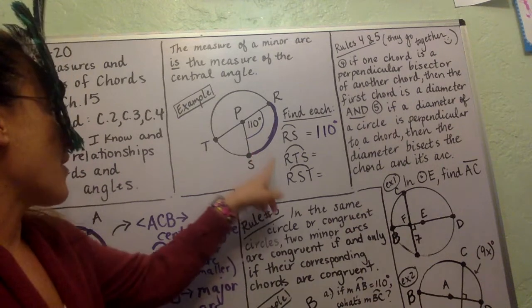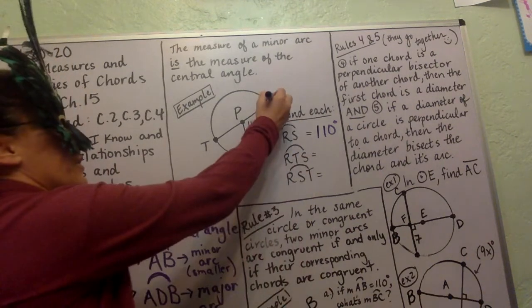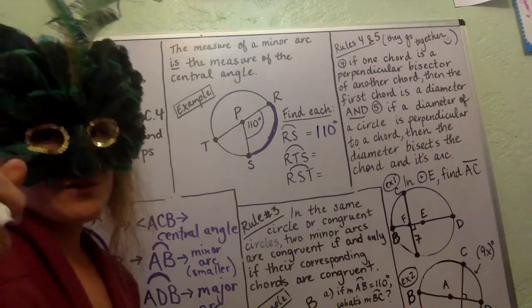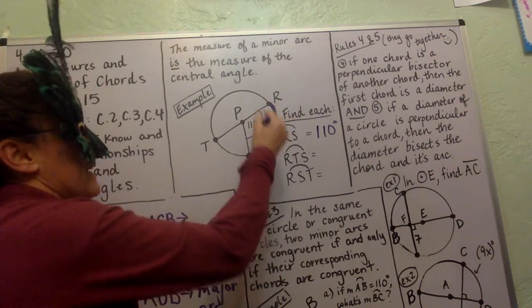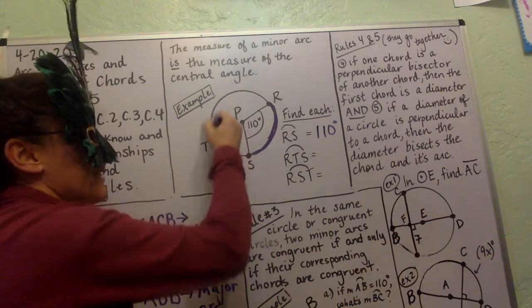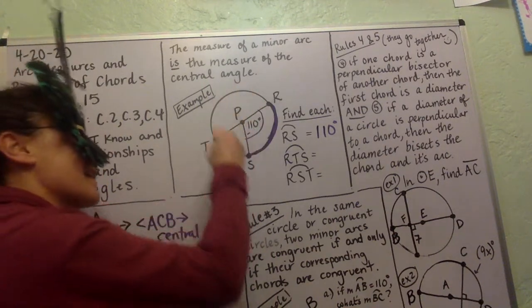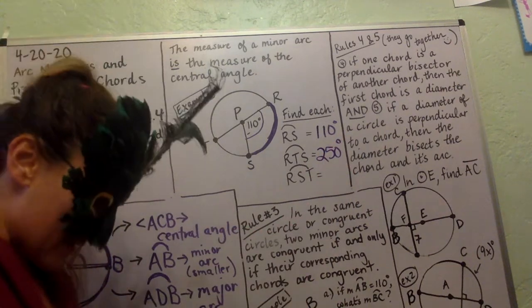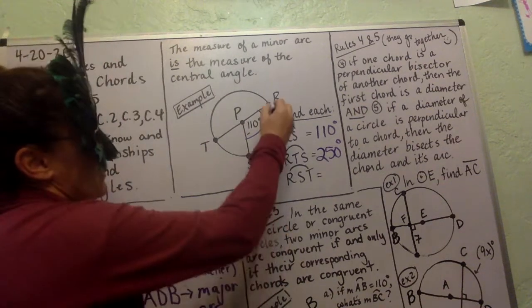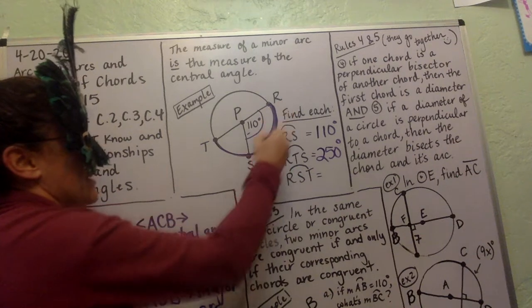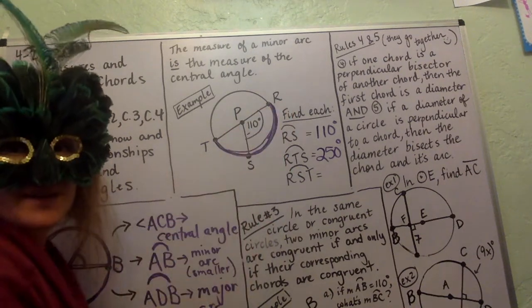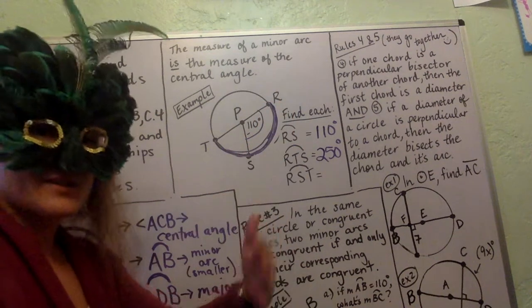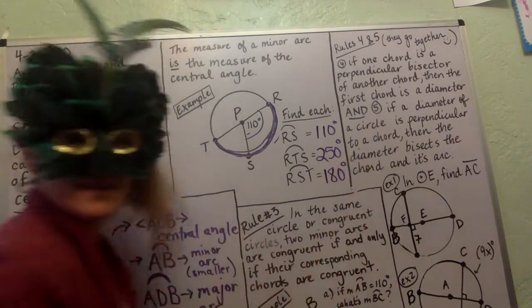The next one, from R to T to S. So RTS, let's just remember for a second how many degrees it takes to go all the way around a circle: 360. So if you know that this is 110, what's the rest of it? It's got to be 360 take away the 110. That's what RTS is, which is going to be 250 degrees. And then the last one, RST, from R to S to T, that would be this whole arc right here. Because RT is a diameter, that must mean RST is a semicircle. And of course, half of the way around a circle is 180 degrees.